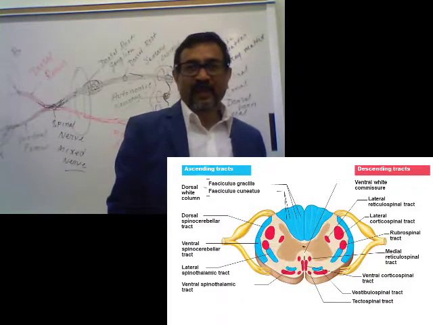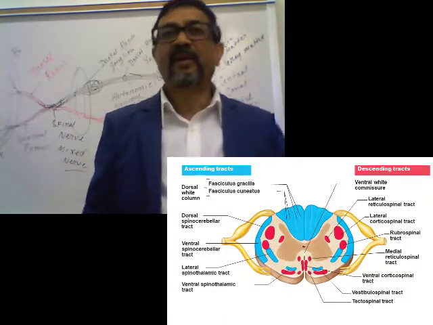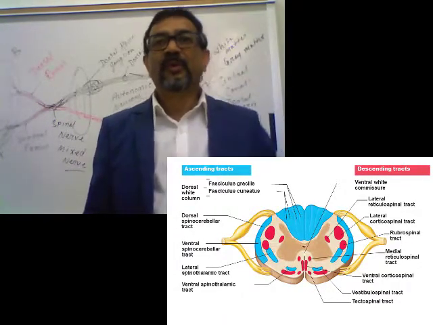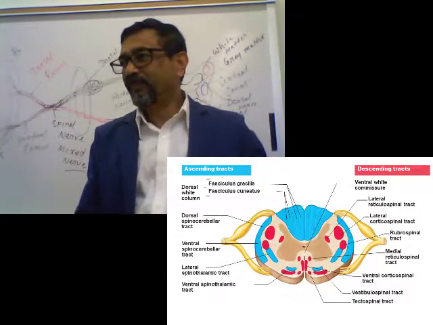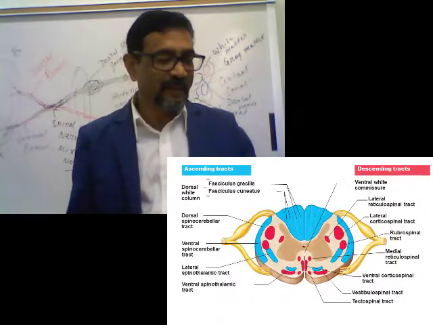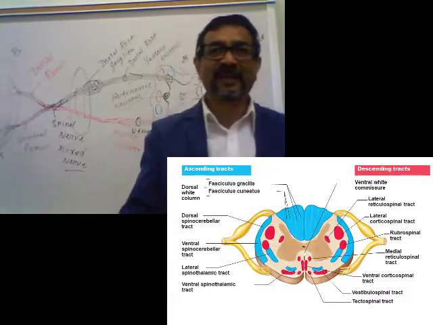Spinocerebellar, from the spinal cord to the cerebellum. This must be sensory because cerebellum is in the brain, right? So going to the brain.